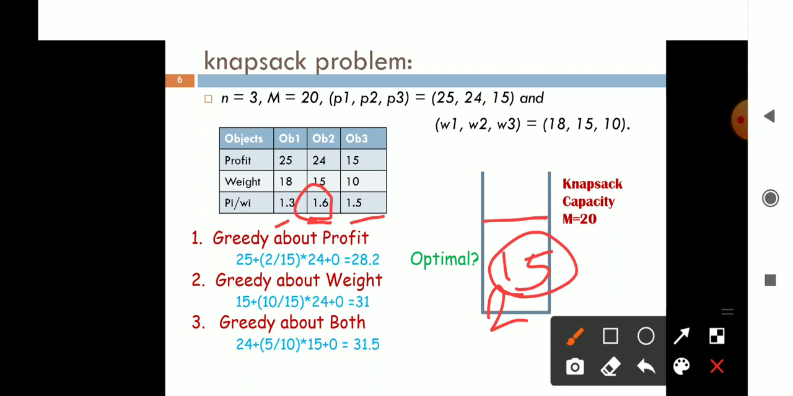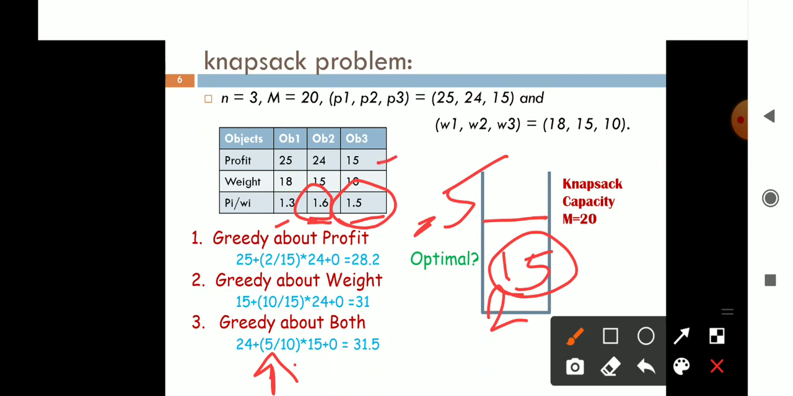What is the remaining capacity of the bag? The remaining capacity of the bag is 5 now. So here, what is the next highest index? The next highest index is 1.5. But we can't put all the 10 items here because the capacity remaining is 5. So we are going to put only 5 items out of these 10 items.